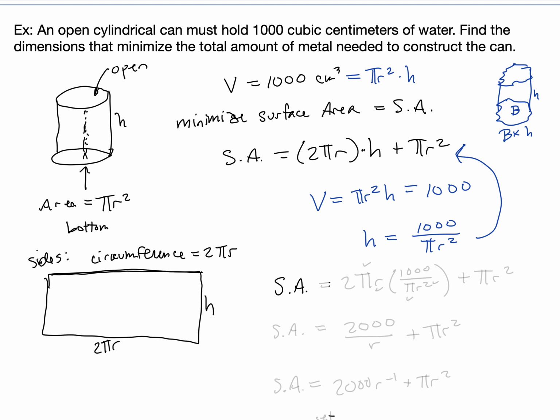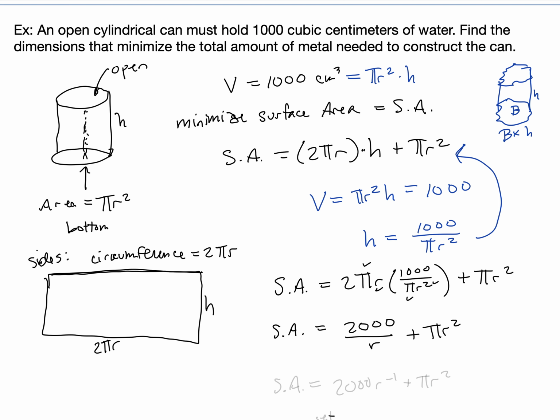So the surface area is 2 pi r times h, 1000 over pi r squared, plus pi r squared. That's our surface area. We can simplify that a little bit. Pi cancels with pi, and one of the radiuses cancels with one of the radiuses here. So we've got 2000 over r plus pi r squared as our surface area.